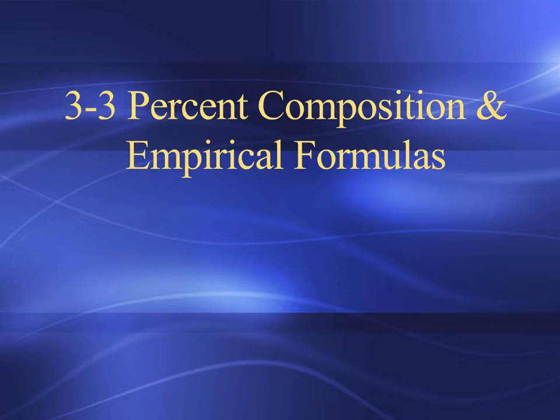Okay, so section 1 of unit 3 taught us how to convert between the number of moles of a substance and the number of particles. Section 2 taught us how to convert between the number of grams and the number of moles, and then the reverse process, moles back to grams. Section 3 is going to get into something called percent composition, and then we will start talking about empirical formulas.